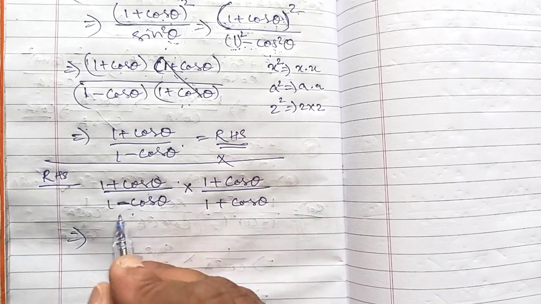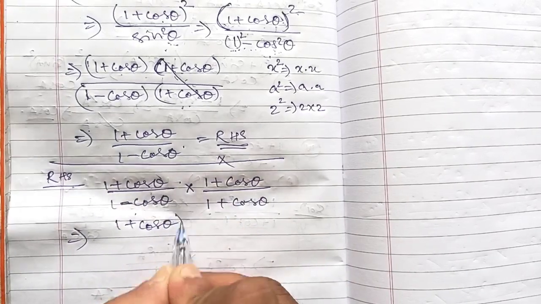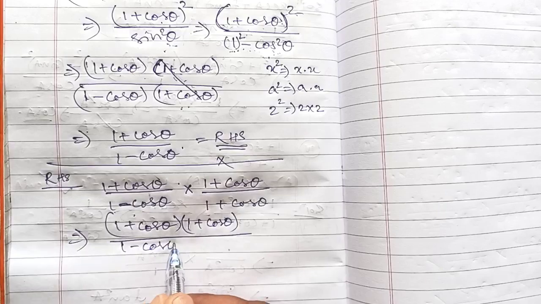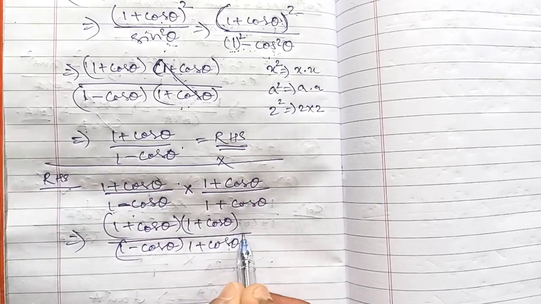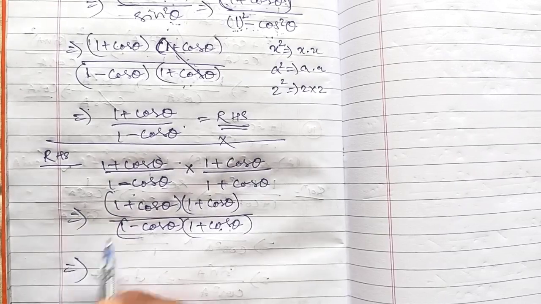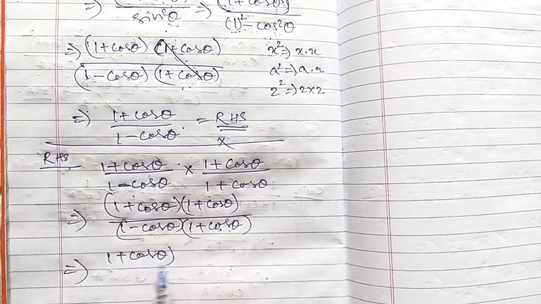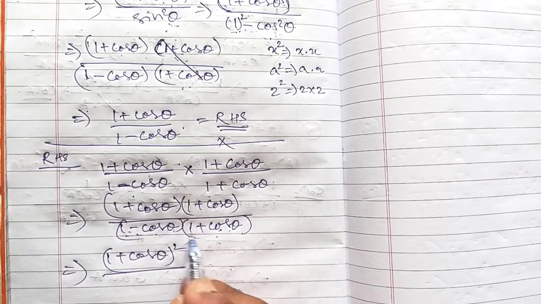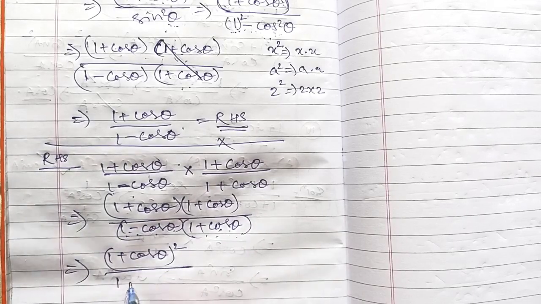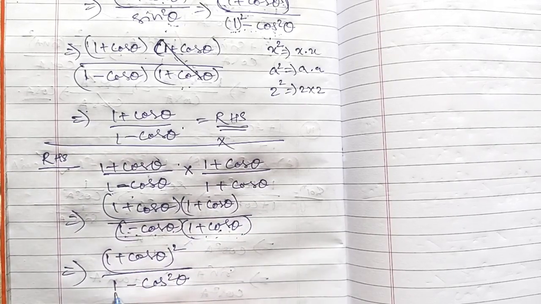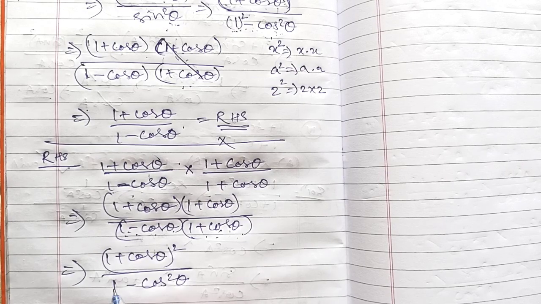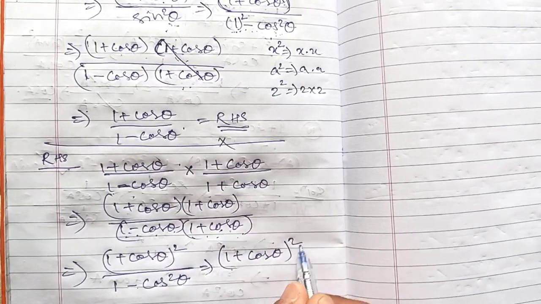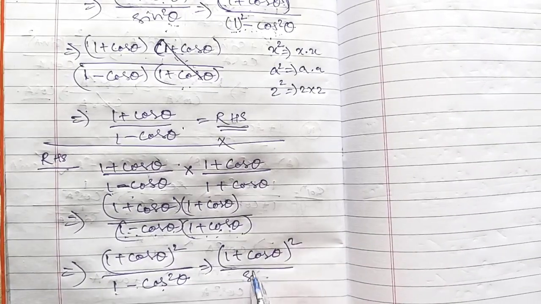So 1 plus cos theta into 1 plus cos theta we will get in the numerator, and in the denominator 1 minus cos theta into 1 plus cos theta we will get. Okay, these are in multiplication. Now 1 plus cos theta into 1 plus cos theta is 1 plus cos theta whole square, and a minus b into a plus b is a square minus b square. One square you write, otherwise you don't write, no problem. 1 minus cos square.